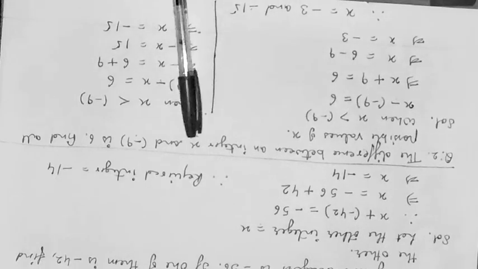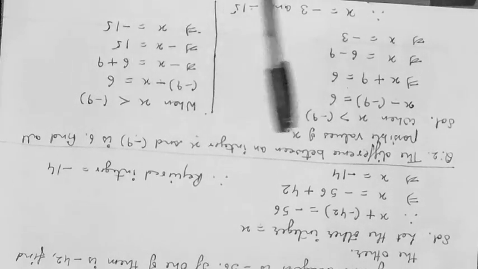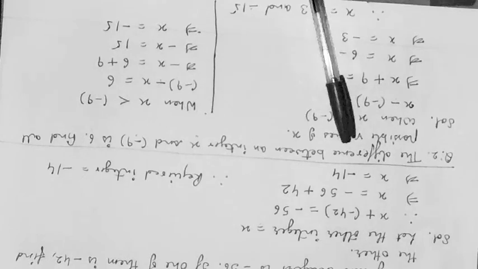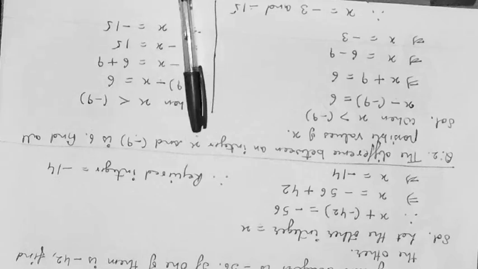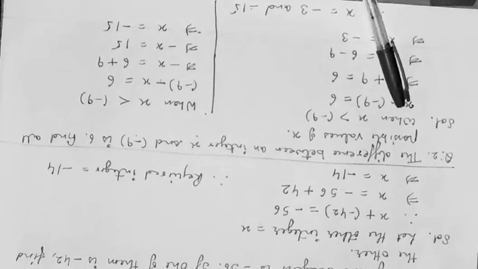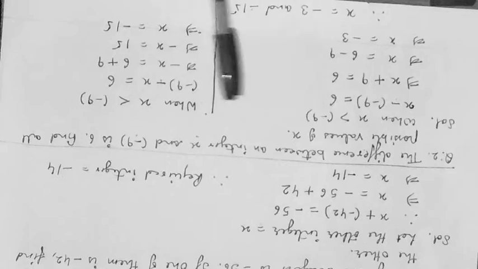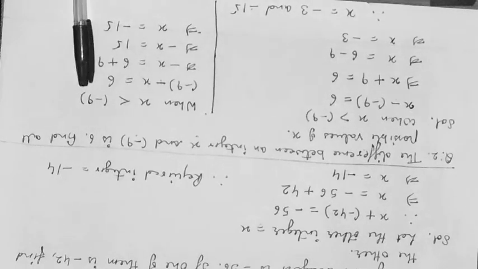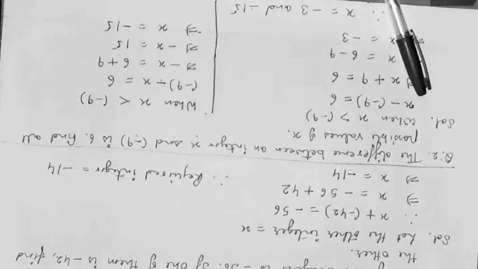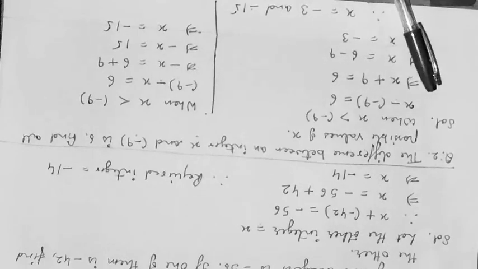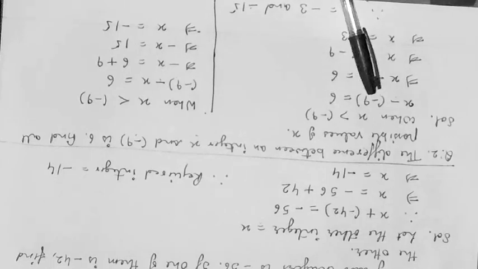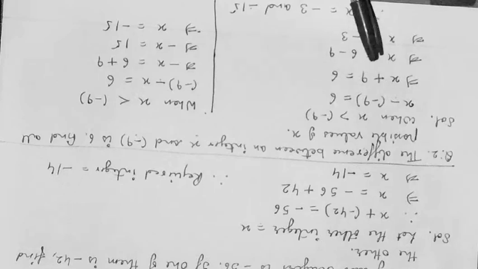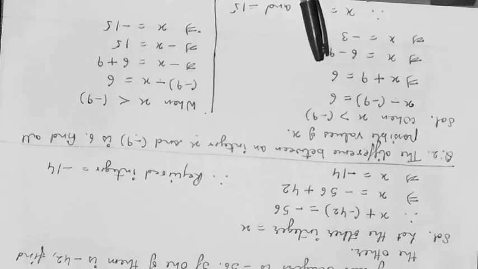Now in this question, when two integers are there and we have to find the difference, then we must know which is greater and which is smaller. Because the value of x is unknown, we have assumed in the first part that x is greater than -9, and in the second part, x is smaller than -9. So when x is greater than -9, we will subtract -9 from x. So x minus -9 equal to 6. When we have a minus sign outside the bracket, the sign inside the bracket will change. So minus will become plus. X plus 9 equal to 6.